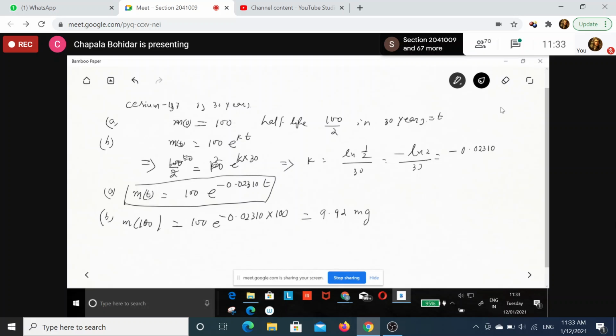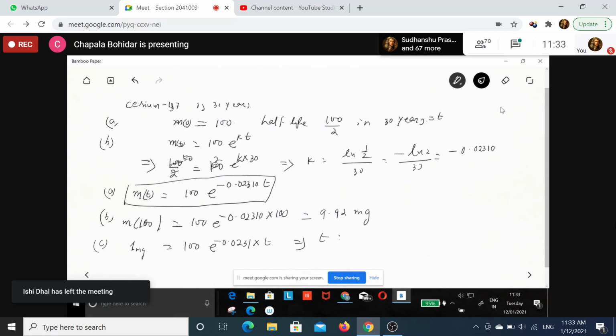Then the last part. After how long will only 1 milligram remain? M(t) is equal to 1 milligram. So 1 is equal to 100 e to the power minus 0.0231 into t. This implies t is equal to how much? Tell me. 199.31 years.